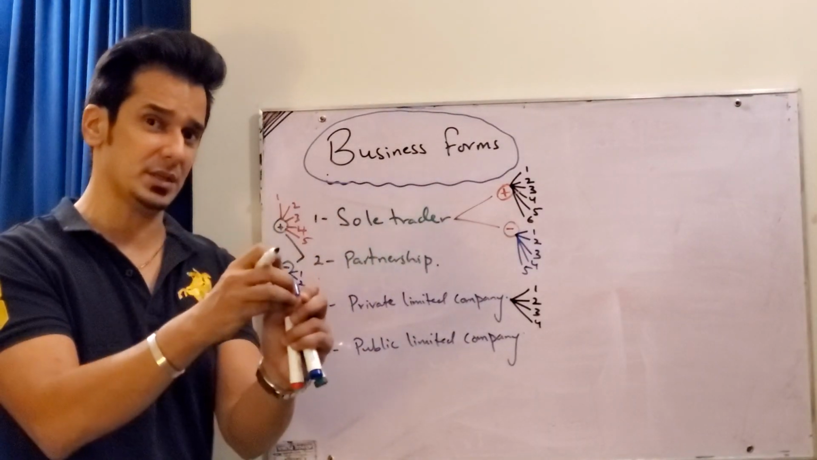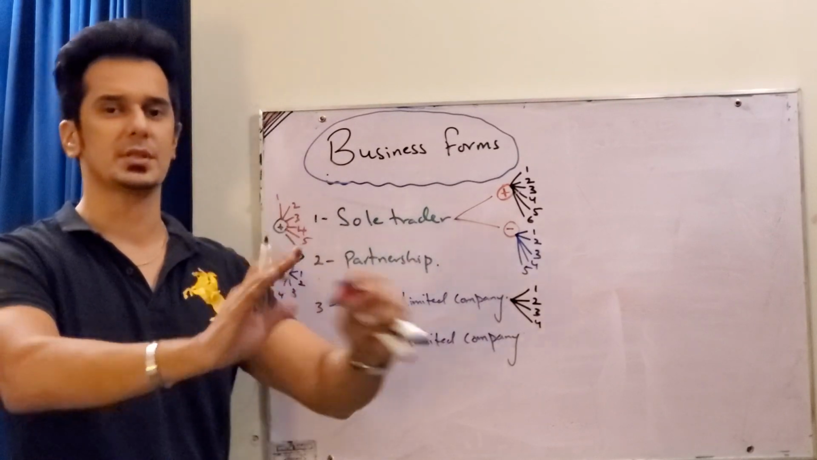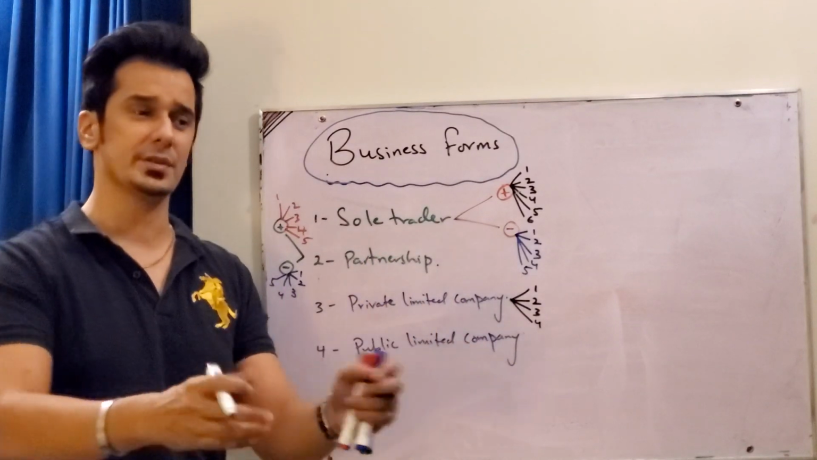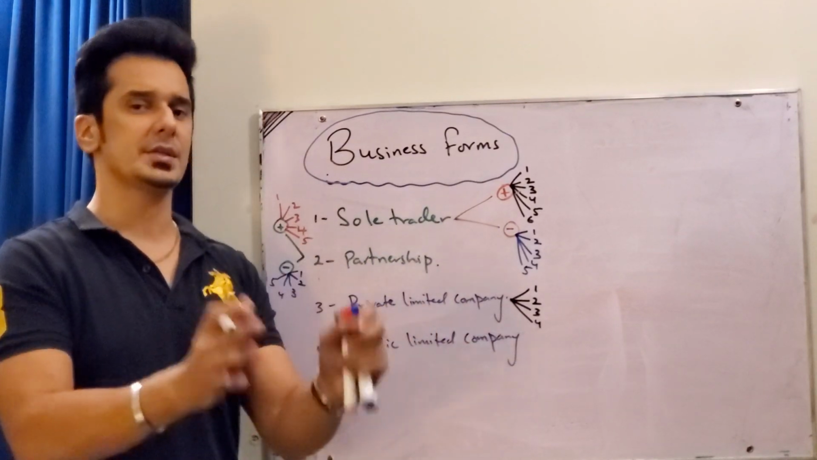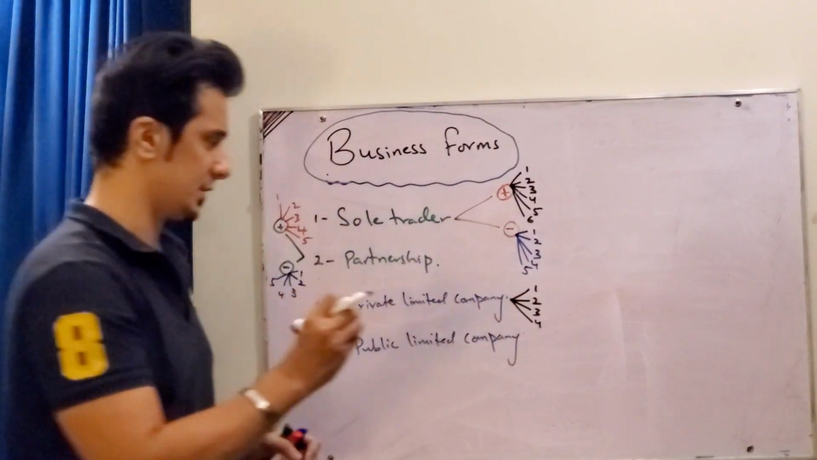For instance, if you're investing $10,000 in a private limited company, the maximum you can lose is $10,000, nothing beyond that. Let's suppose another partner has invested $60,000, the maximum he or she can lose is $60,000. So the liability is limited to the amount that you're putting into the business.